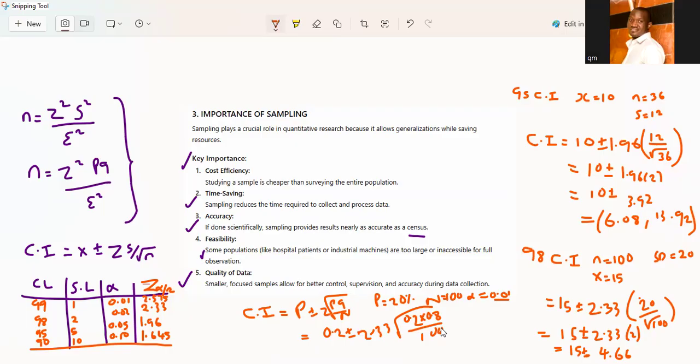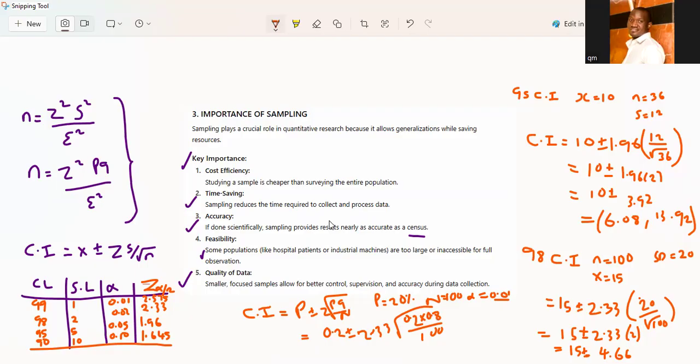But this is something complex. If you have your computation done properly, you subtract from the proportion for the lower bound, and for the upper bound you add.